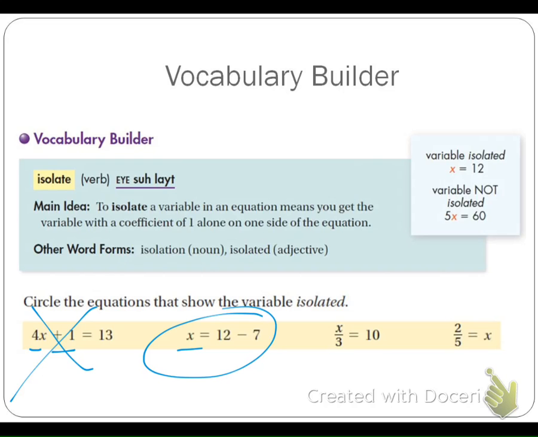In the next example, you have the equation x over 3 is equal to 10, or x divided by 3 is equal to 10. It can be both read the same way. Is your variable isolated? No. Look, it's being divided by 3. It's on the same side, so therefore in this equation, the variable is not isolated. In the last example, 2 divided by 5, or 2/5, is equal to x. Here x is on the right-hand side, which is fine, as long as it's isolated or all by itself, which it is. So this equation is isolated.